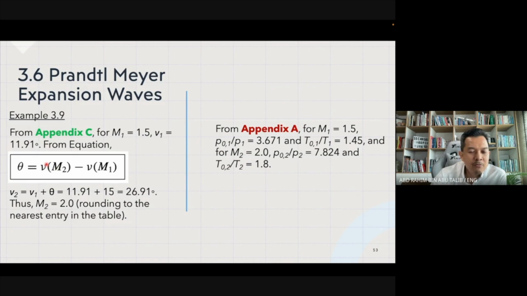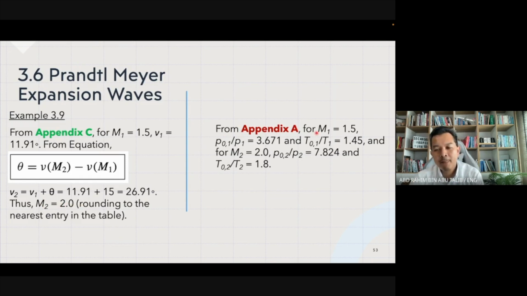So from the equation that we have already looked at earlier, we know that V2 equals V1 plus theta, right? So 11.91 from the table, Appendix C, plus the theta value given, which is 15, you get V2 to become 26.91. So from the nearest entry in the table, we get the value of M2, the Mach number at region 2, equal to 2.0.